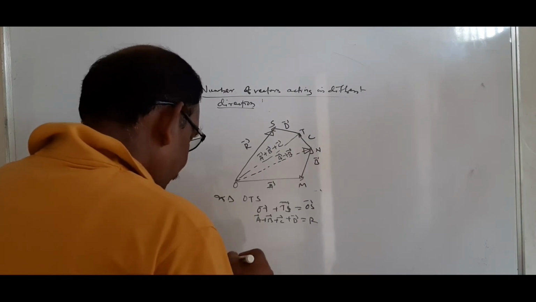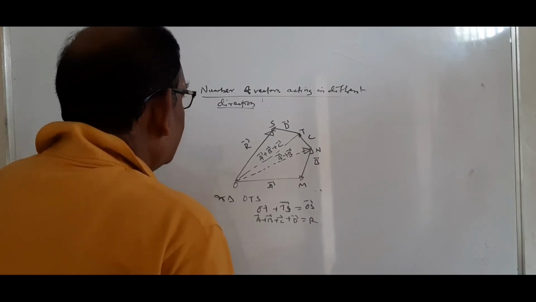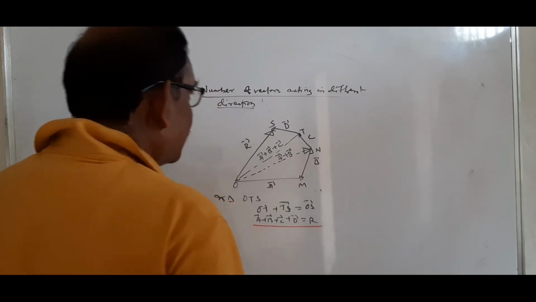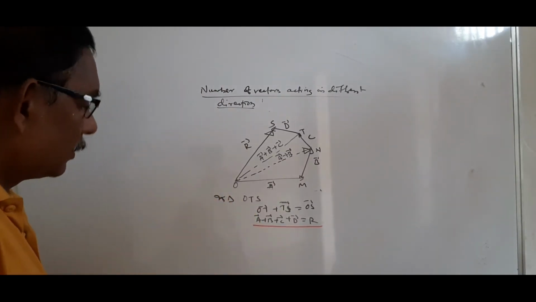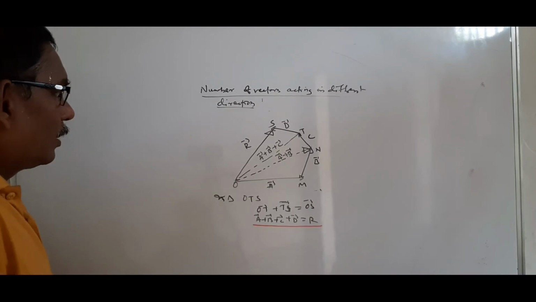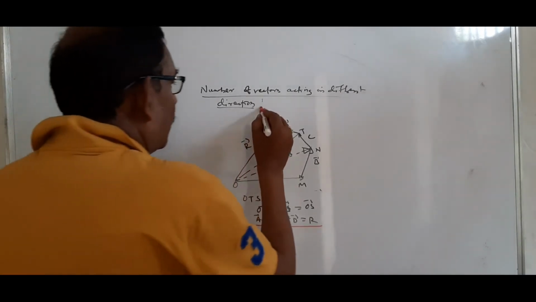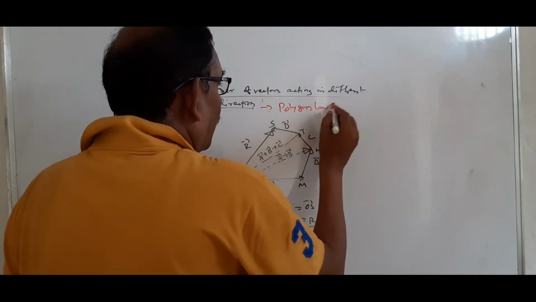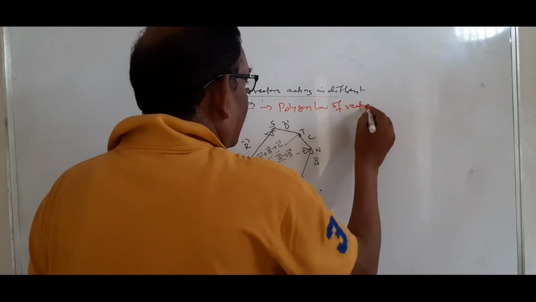In this way, you determine the resultant by adding the number of vectors which are in different directions by using the polygon law of vector addition.